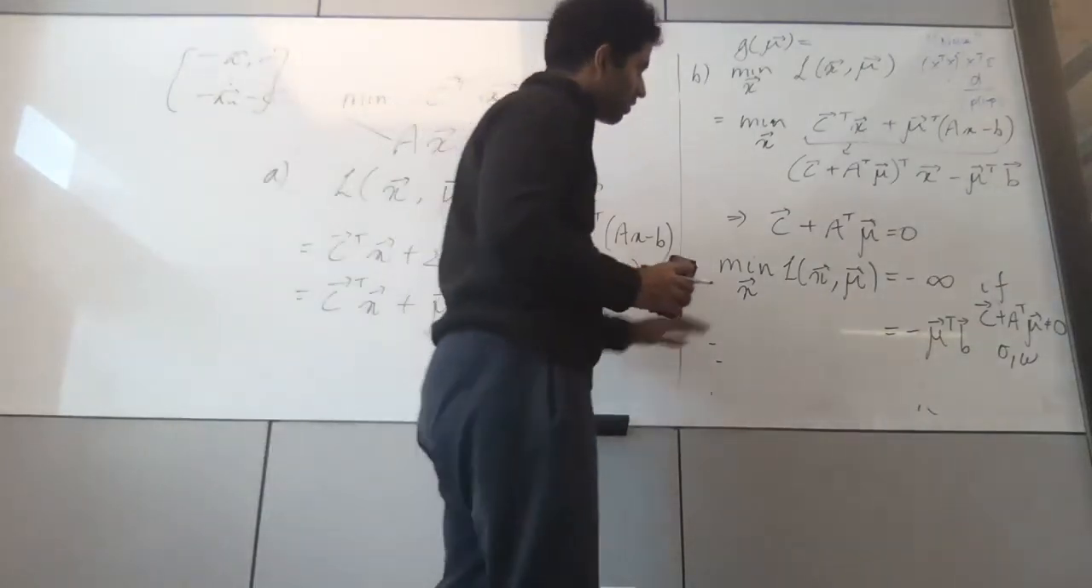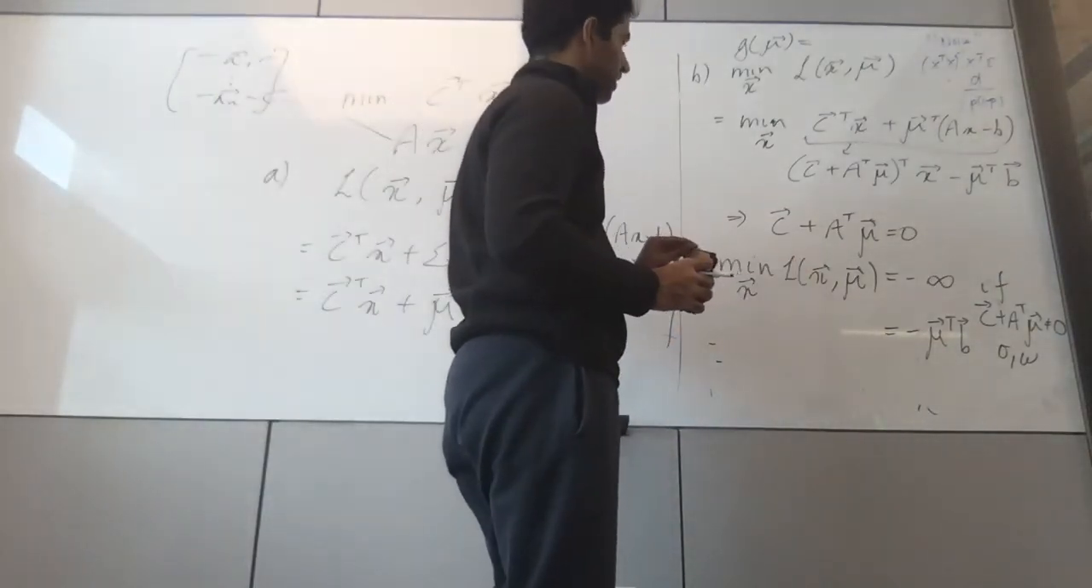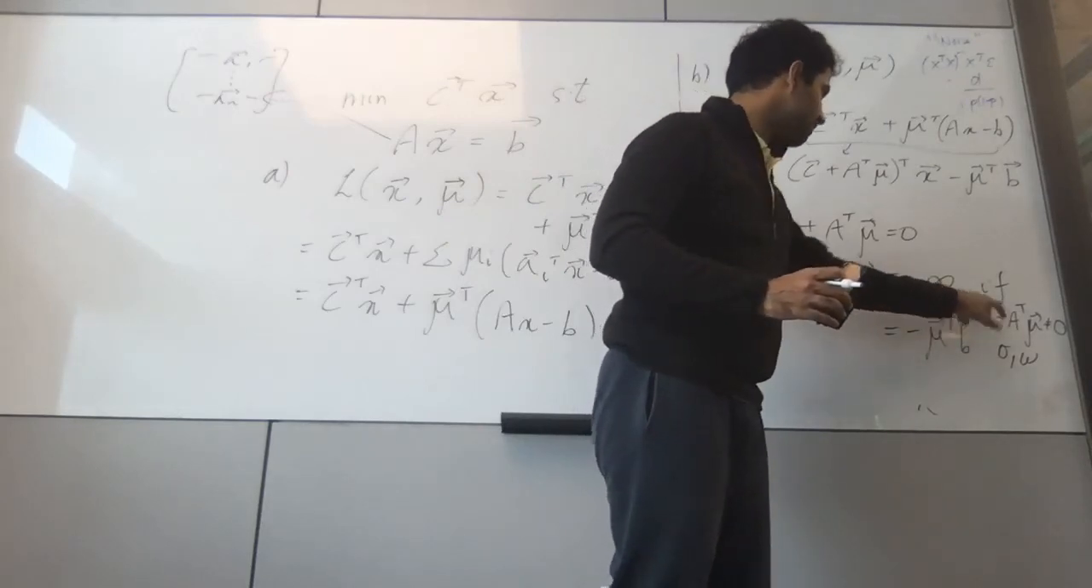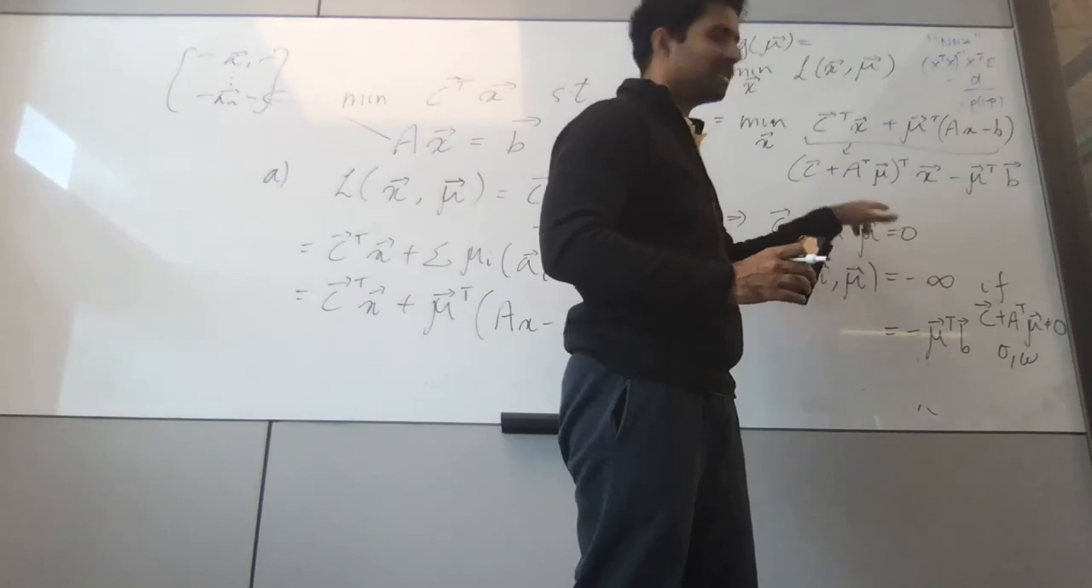So now we know what our dual function is going to be. But this suggests something. This says that we should probably have c plus A transpose mu being equal to 0 as a constraint in our dual problem.